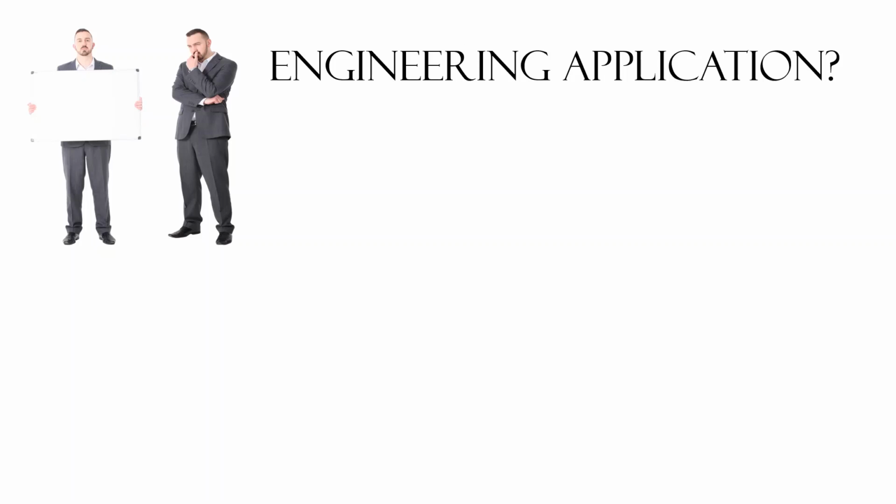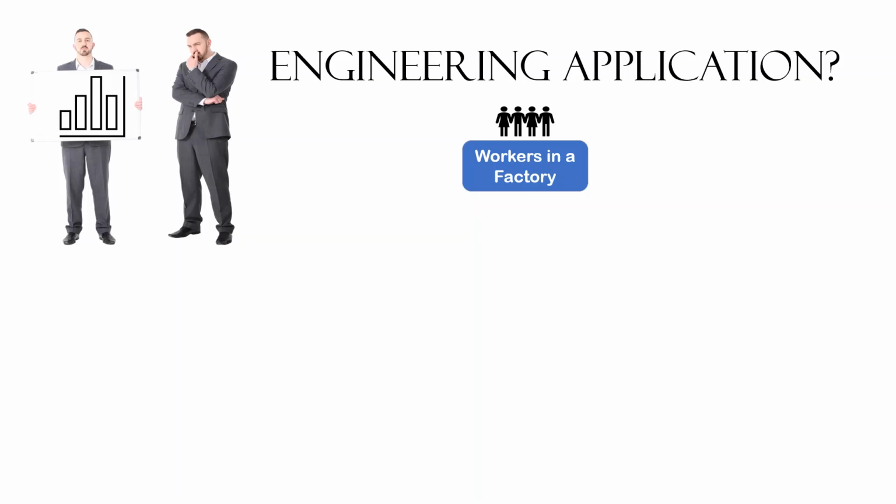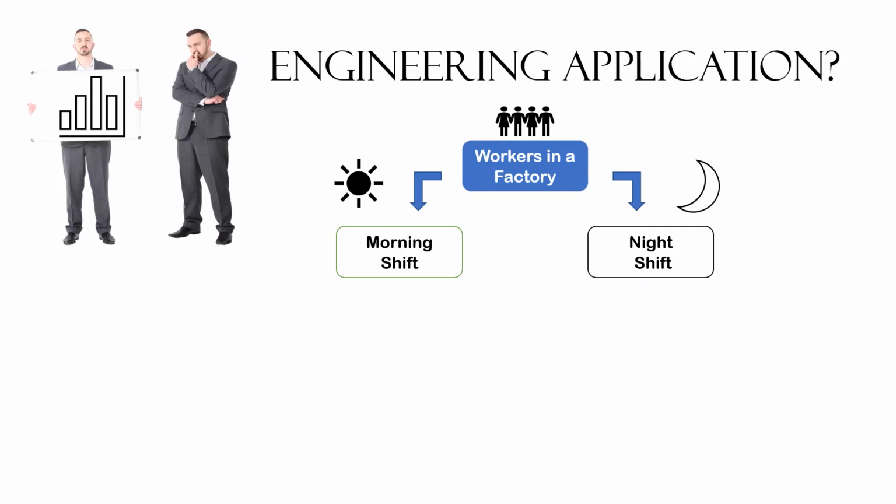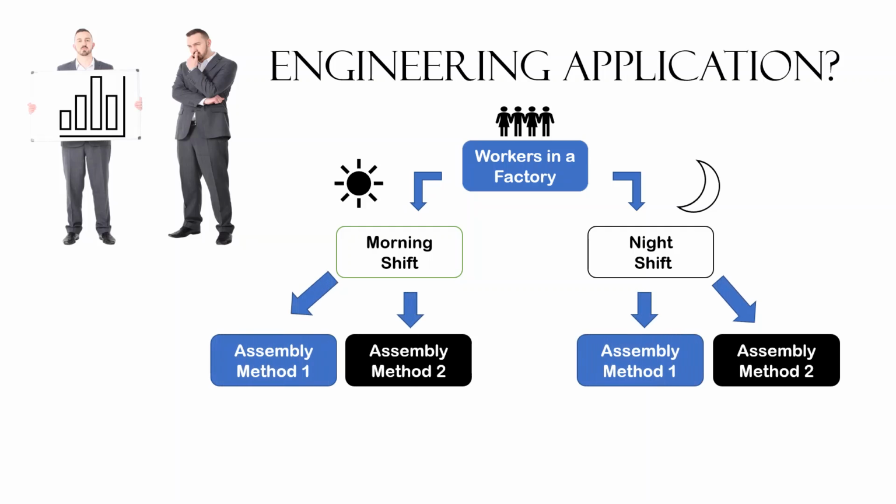Now we get to the engineering application. As an industrial engineer, I figured you could use this with workers in a factory. You take the workers in a factory and you split them up into the morning shift and the night shift. Then you take the ones who work in the morning shift and the night shift and you split them up into assembly method 1 and assembly method 2.